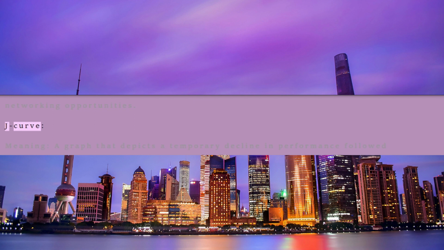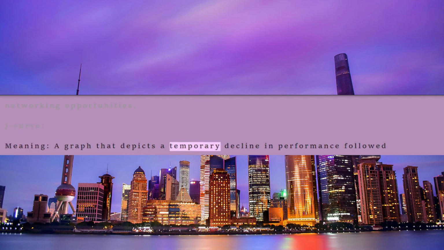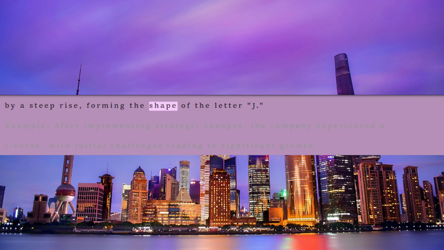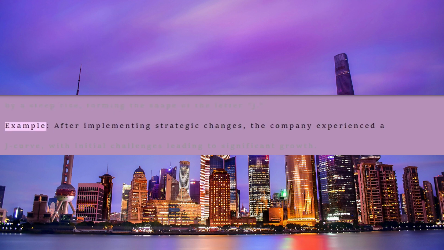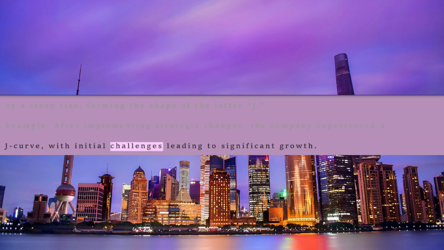J-curve. Meaning, a graph that depicts a temporary decline in performance followed by a steep rise, forming the shape of the letter J. Example, after implementing strategic changes, the company experienced a J-curve, with initial challenges leading to significant growth.